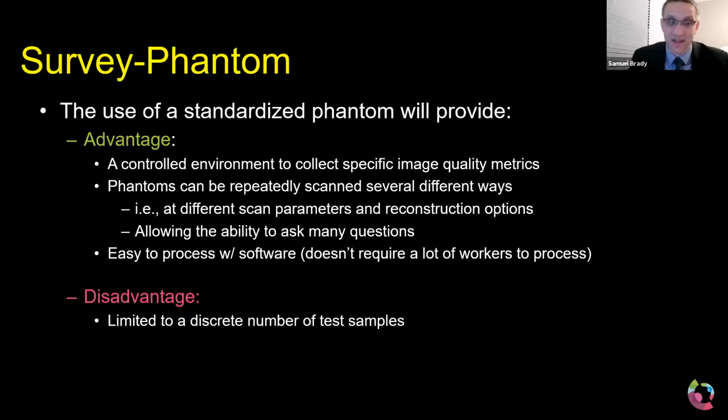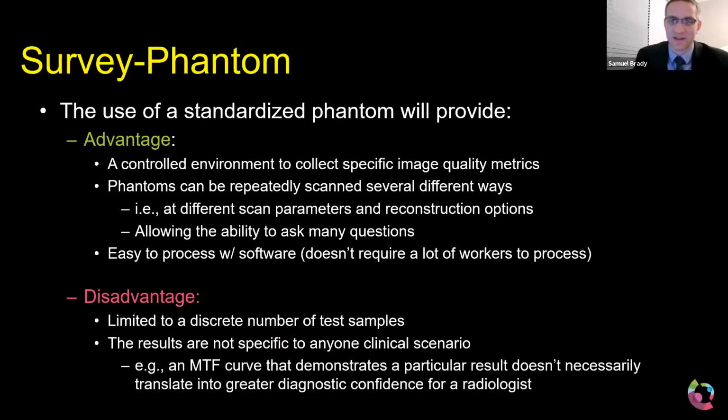The disadvantage is that we are limited in the number of test samples, in the sense that you can ask the question 1,000 different ways, but you can only image it so many times. If you send millions and millions of images, then the system just can't process that. So there is an upper limit to which even using a phantom has a disadvantage.